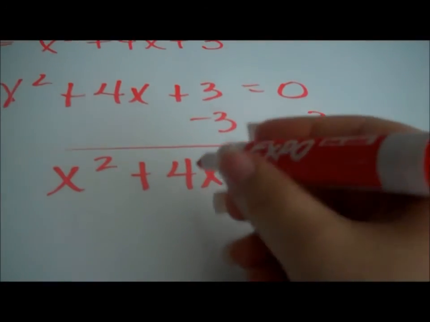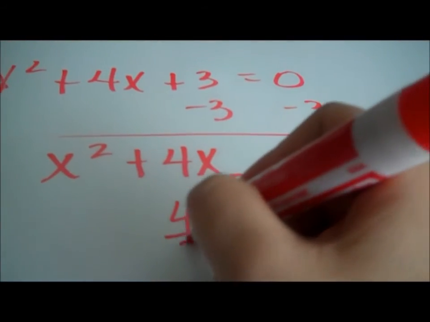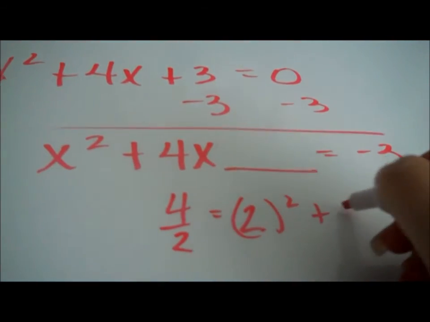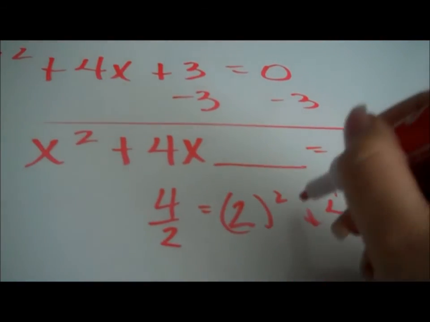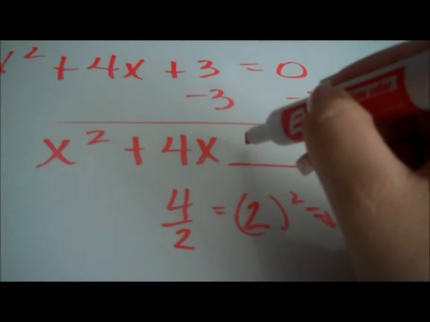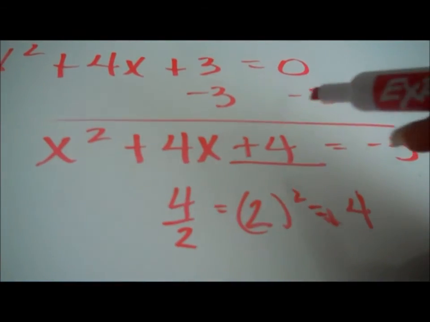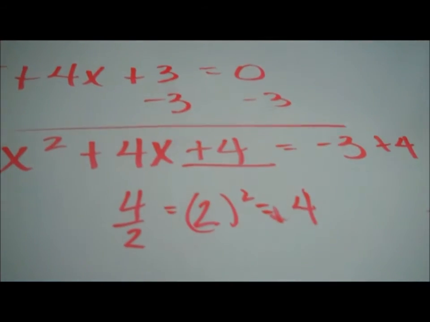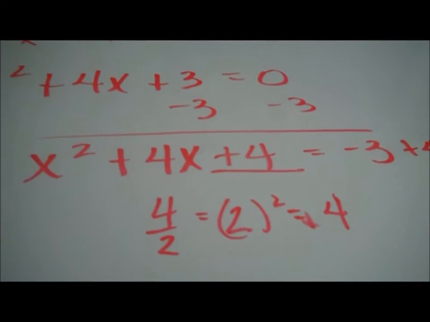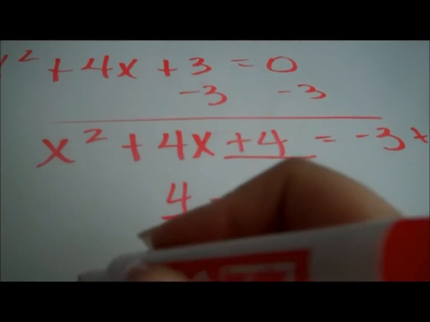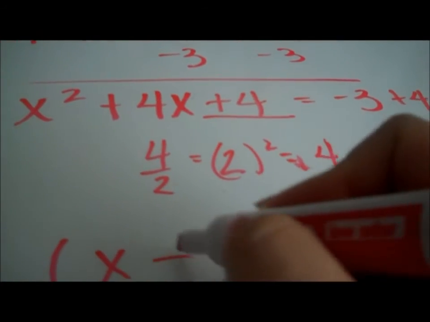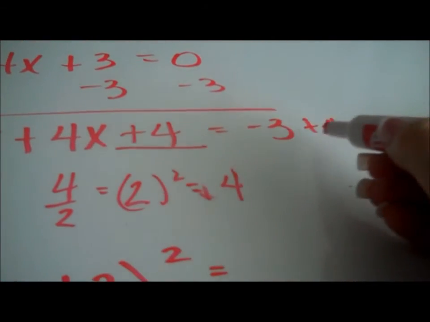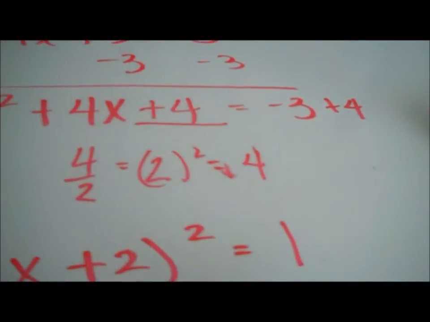I need to take my b, which is my 4, divide it by 2, which is 2, but then I need to square it, which is 4, positive 4. So I'm going to add 4. But if I add 4 to the left-hand side, I have to add 4 to the right-hand side. I'm going to rewrite this as x plus 2 quantity squared. Negative 3 plus 4 is a positive 1.